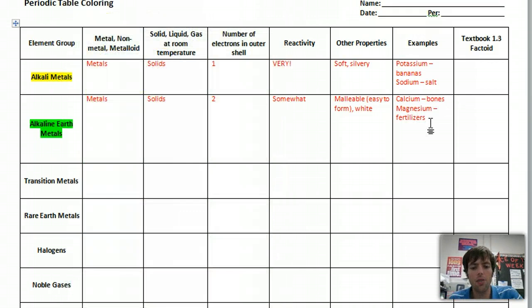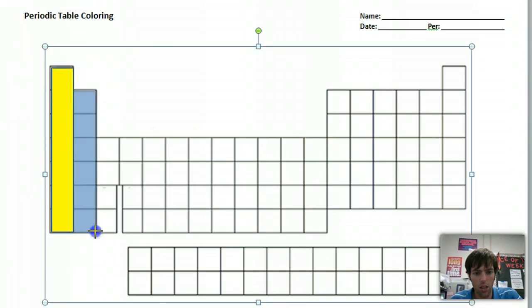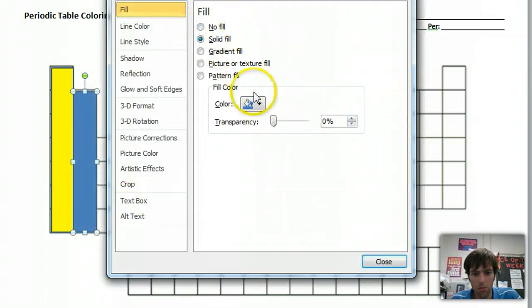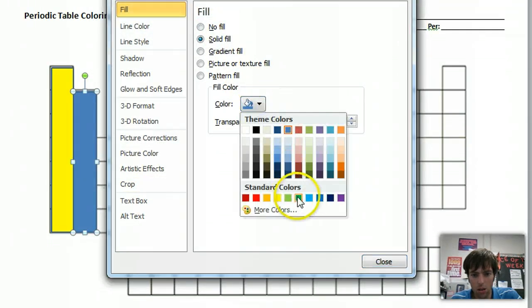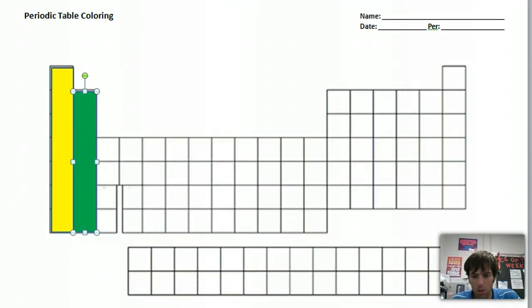Okay, there's the space for your one factoid, and I'm now going to go up here, and I'm going to draw my square. Here we go, and I need to make it green, because that is what Mr. Mabrey wants me to do. Green, like my highlighter, sort of. All right, moving on.